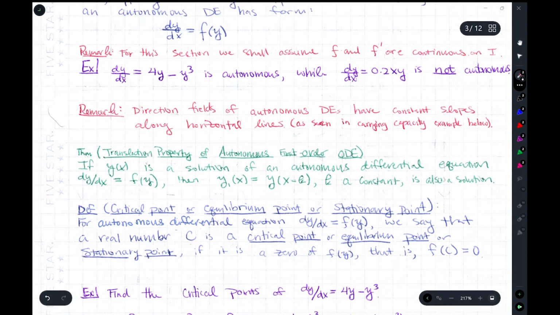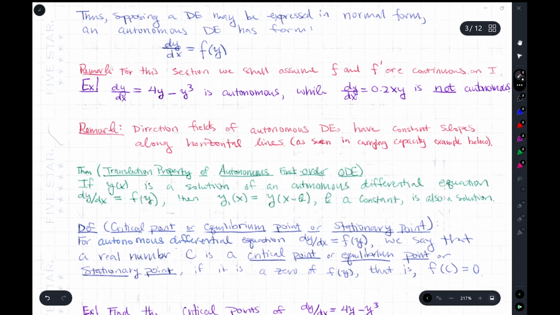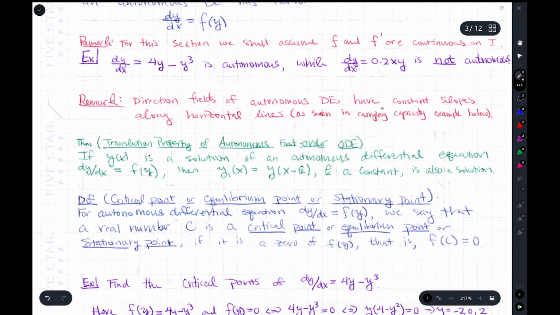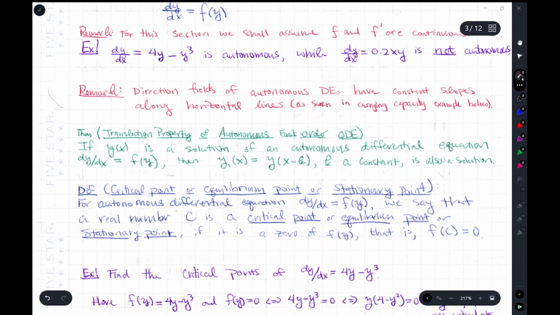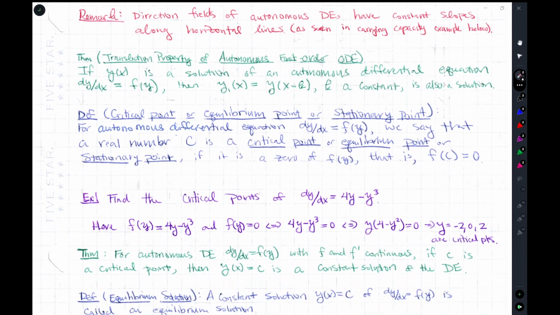And so that's telling you that once you find a solution to an autonomous first order differential equation, all you have to do is take that solution, translate it to the right, and you get another one. And this goes back to the property that I was talking about of how direction fields of autonomous differential equations have constant slopes along horizontal lines. Okay, so this is tied into it, and we'll look at some examples that'll make this clearer. So before we do that, let's get into another important definition.